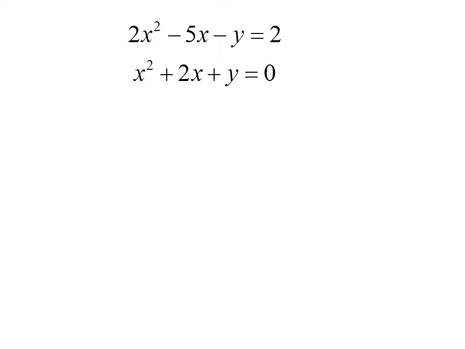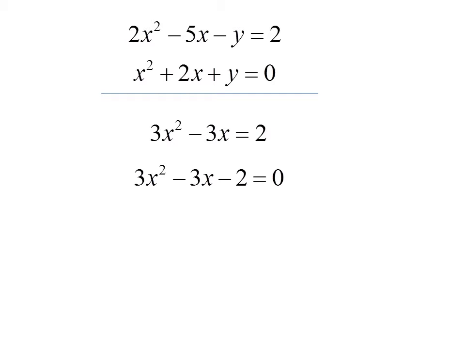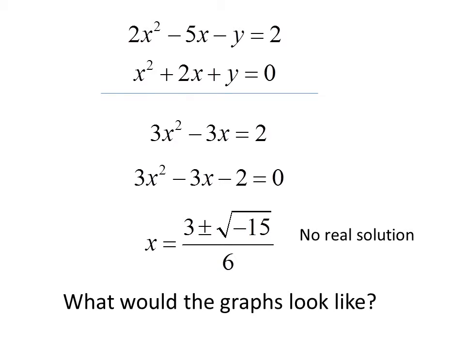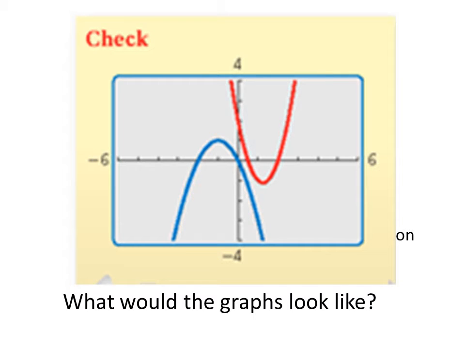Here's an example of two quadratic equations. The simplest way to do this would be to simply add the two equations together. I would get 3x squared, minus 3x equals 2. Now I simply have one quadratic equation. I can just subtract the 2, and I would solve this using the quadratic formula. And you can see here that I have an imaginary solution, so that means I have no real solution. So what would these graphs look like? Right? They would look like this. They wouldn't cross at all.